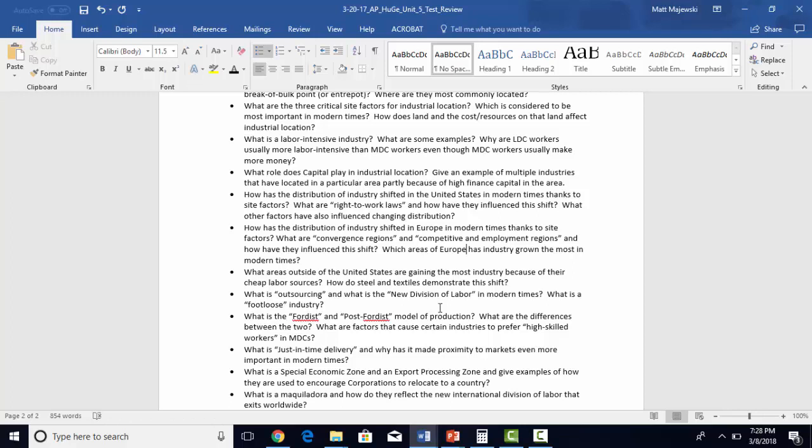What's a special economic zone and export processing zone, and give examples of how they're used to encourage corporations to relocate. Okay, SEZs are in Mexico and other places, but Mexico's is the most famous.